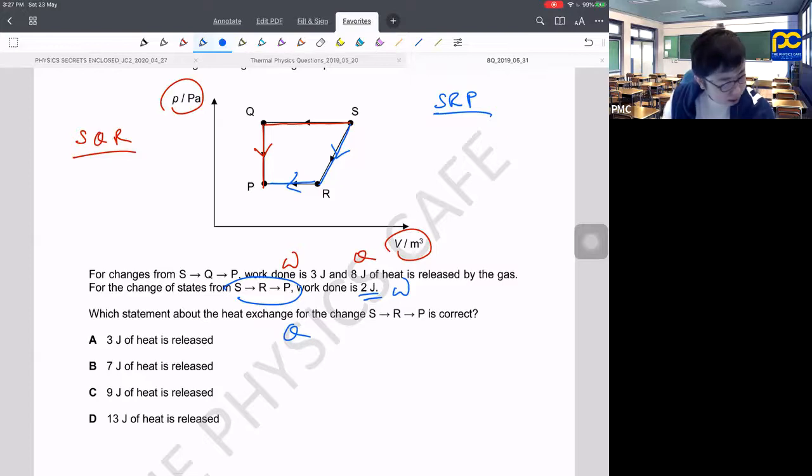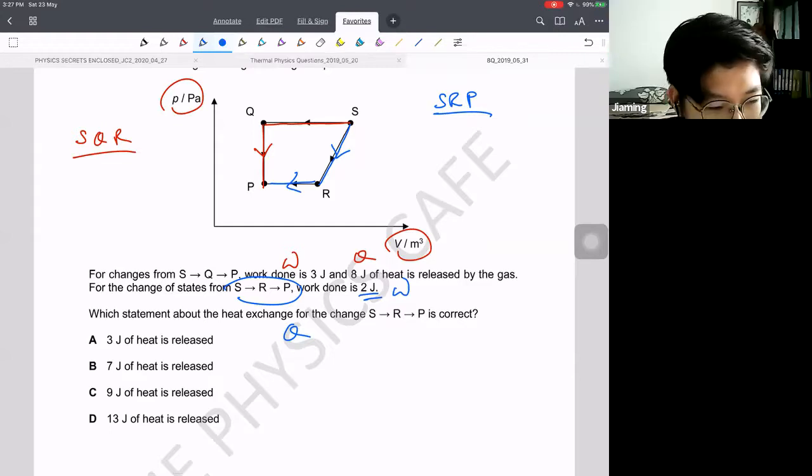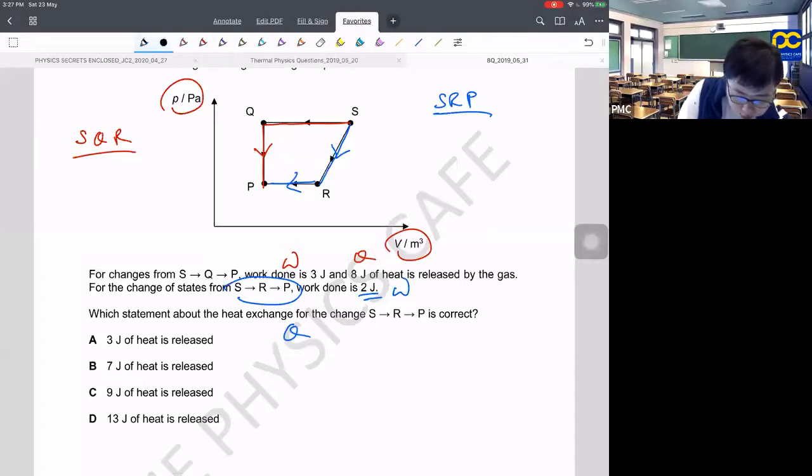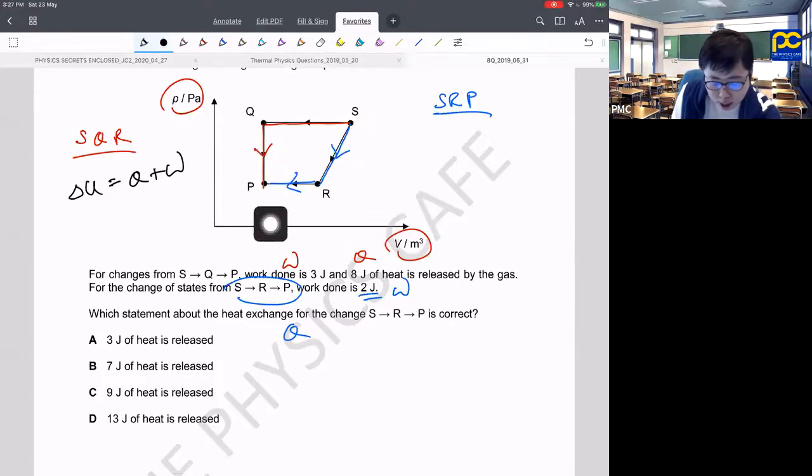Jiaming, any answer for question 1? Is it C? No. But let's try to see where is the mistake, okay? Switching U equal to Q plus W. Okay, that's for SQR. Okay, you look at SQR, they were saying that the work done is 3. So therefore I put out 3 here.